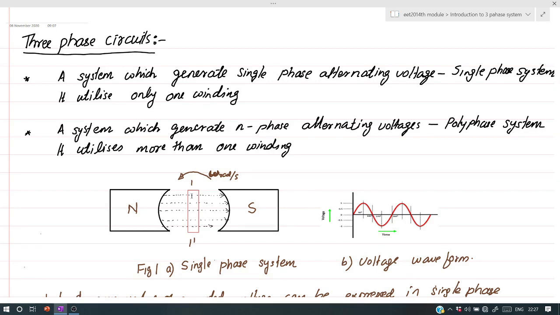This voltage is of alternating nature as shown here. At 0 degree, voltage magnitude is 0 volt. At 90 degree, voltage magnitude attains peak value. And at 180 degree, again voltage magnitude becomes 0. And at 270 degree, voltage magnitude becomes negative maximum, and at 360 degree, again its value becomes 0. This type of voltage waveform is alternating voltage.